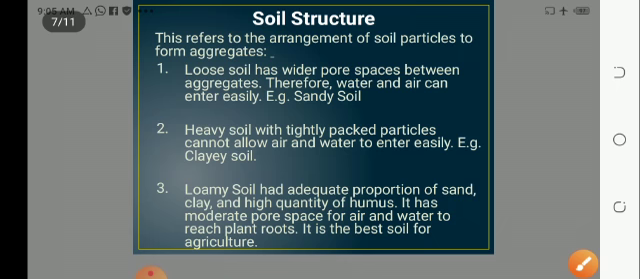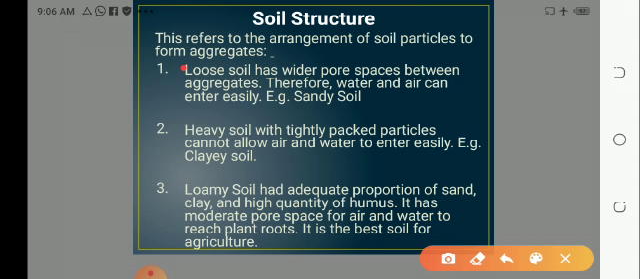Now let's go ahead and look at soil structure. This refers to the arrangement of soil particles to form aggregates. One, loose soil has wider pore spaces between aggregates. Therefore, water and air can enter easily. A loose soil is a type of soil that has wider pore spaces, which allow water and air to enter easily. For example, sandy soil has wide pore spaces and it allows water and air to pass easily.